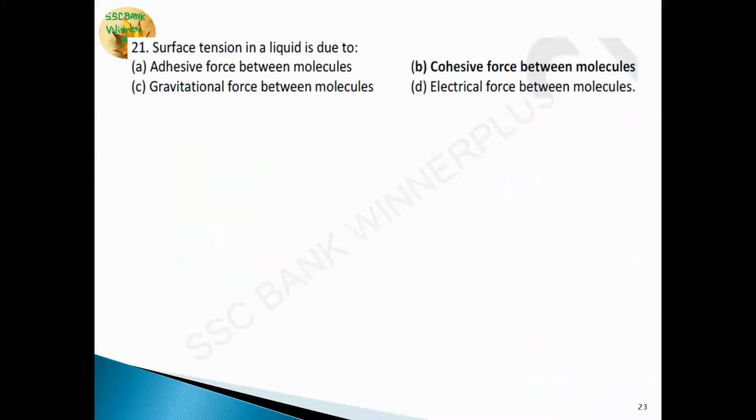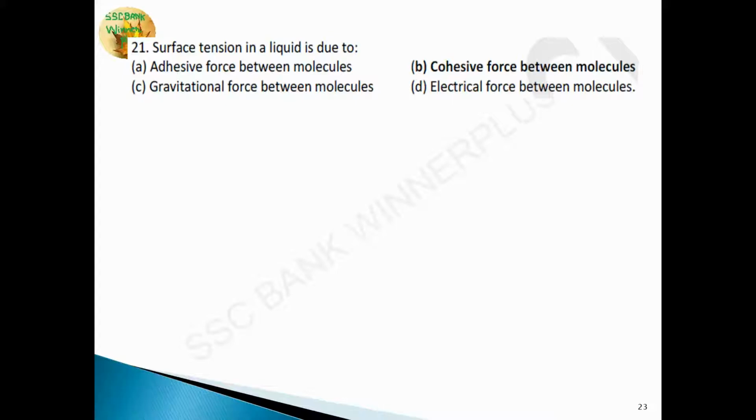Question number 1. The surface tension of the liquid is due to: option A, adhesive force of molecule; option B, cohesive force between molecule; option C, gravitational force between molecules; and option D, electrical force between molecule.